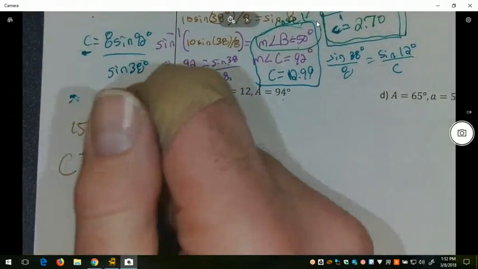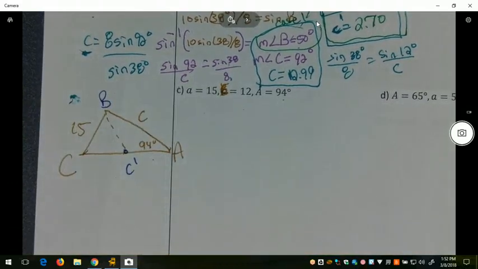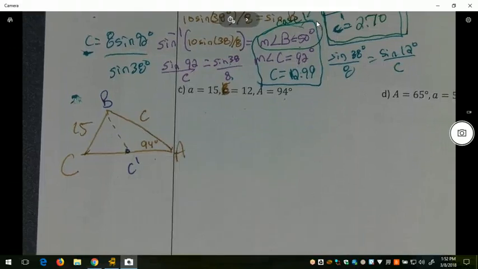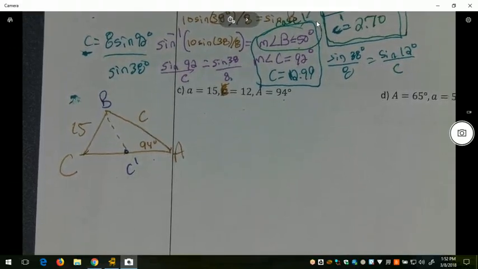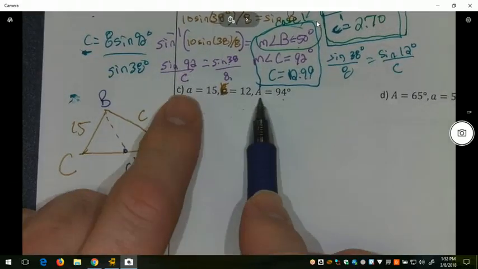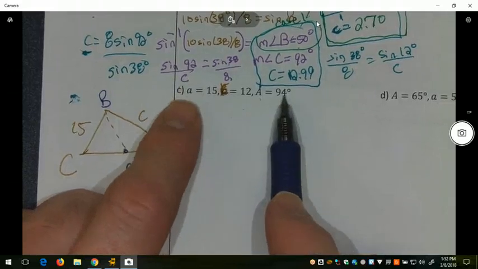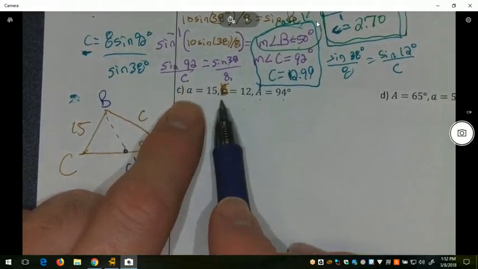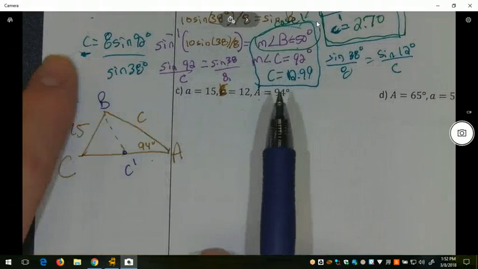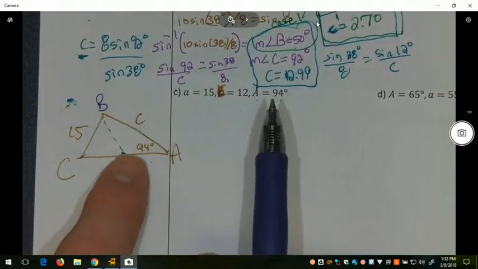So this will be B, this will be C prime. If you want to change the letters, you can just change them back at the end. I could call them X, Y, and Z, or any letters at all. This angle is opposite of its lowercase letter. If I have an angle and two sides given, I have to be careful. I have to account for the fact that this could happen.